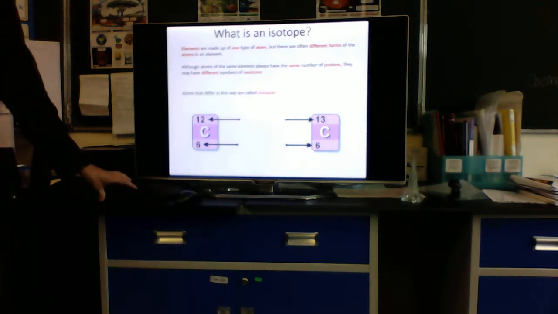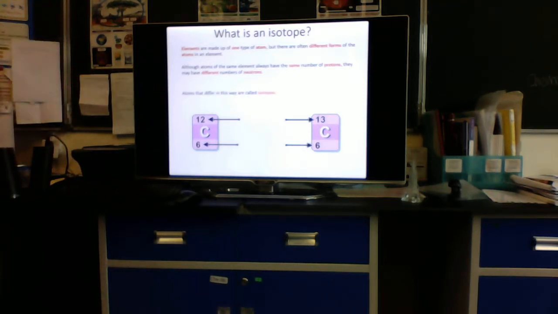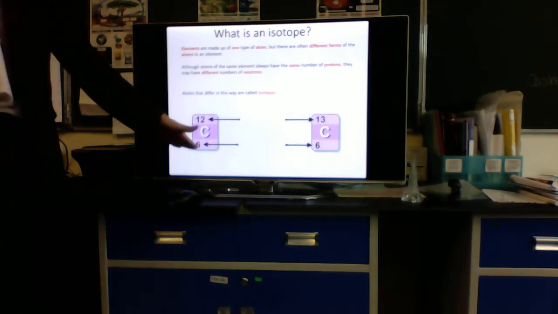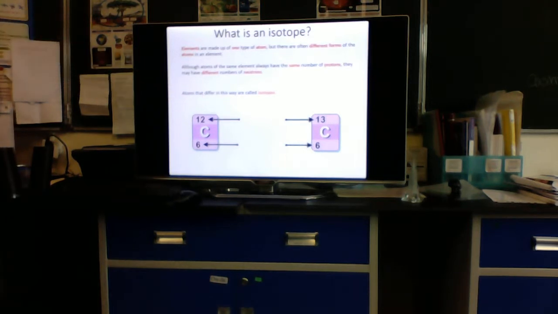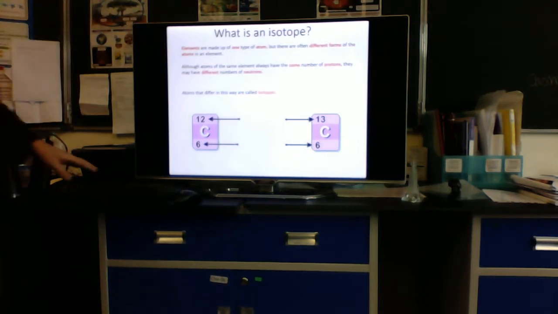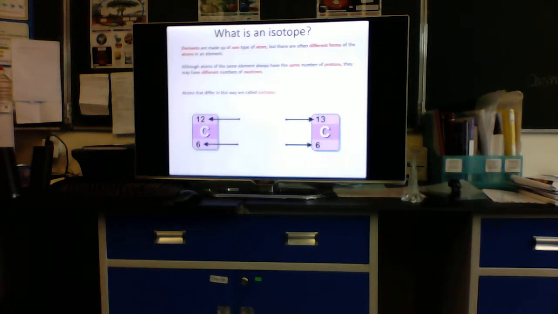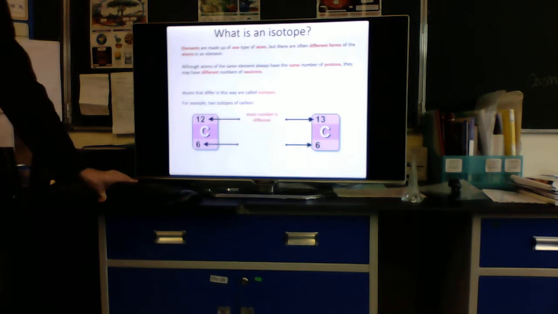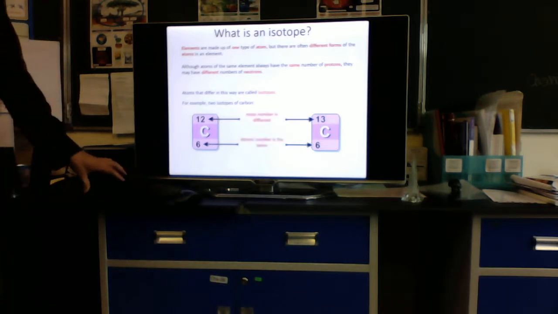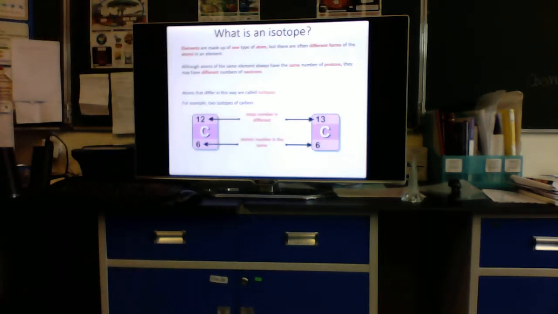So here's an example. We have here carbon, which will have 6 protons, but could have a mass number of 12. How many neutrons do we have if we have a mass number of 12? 6. 6, exactly, very good. What happens if I have a mass number of 13? 7. Therefore I must have 7 neutrons. There we go. So the atomic number will always be the same, but the mass number can change.